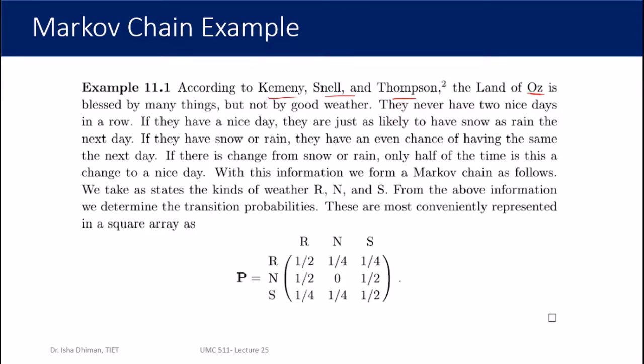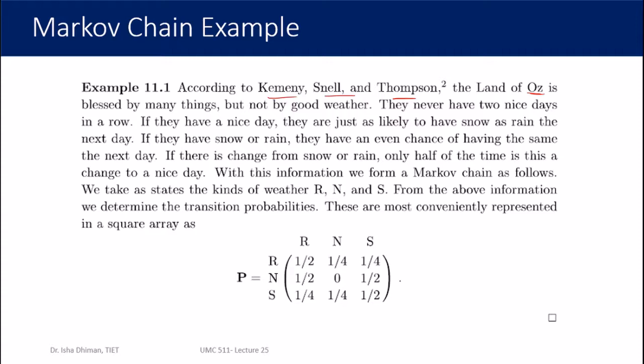So this is the information coming for a particular geographical area. So there are 3 states possible. The weather is not right there. So they are actually talking about Australia. That's the short form, Oz stands for Australia. So the Land of Oz is blessed by many things but not by good weather.